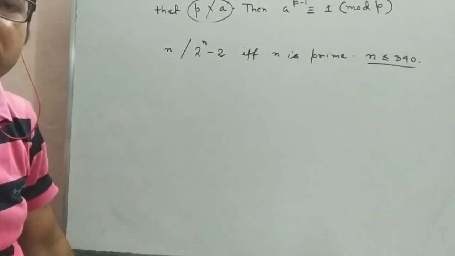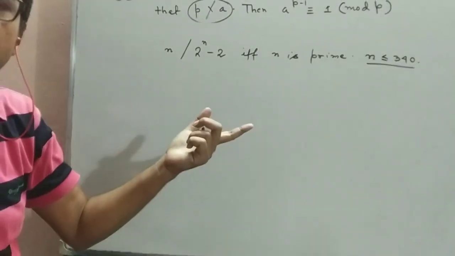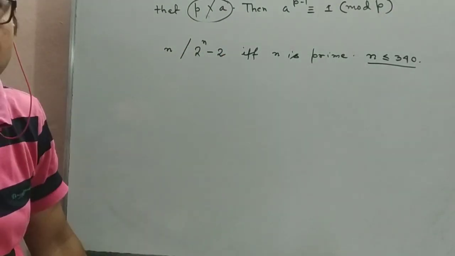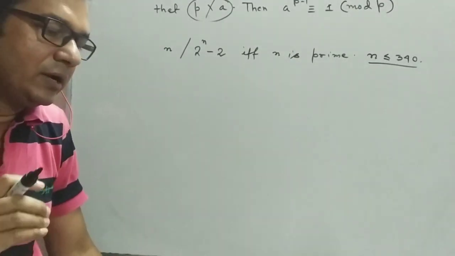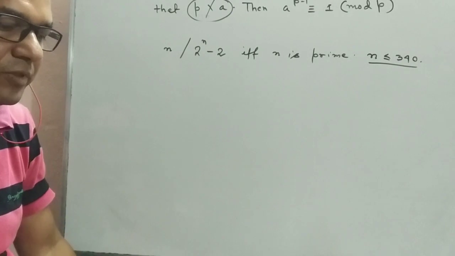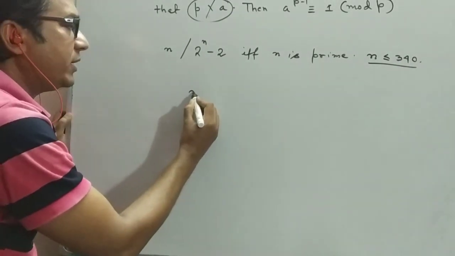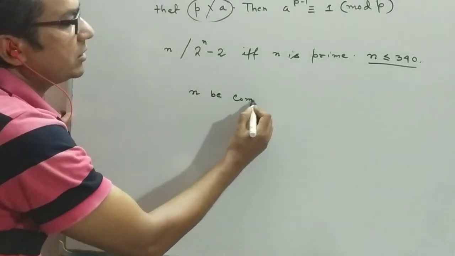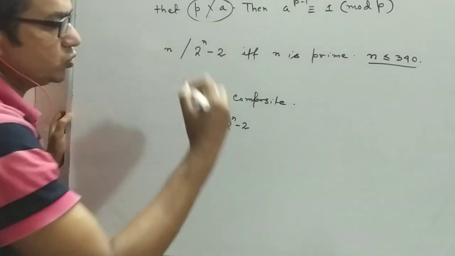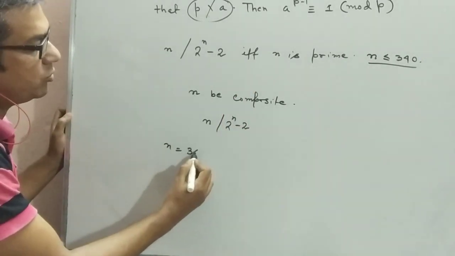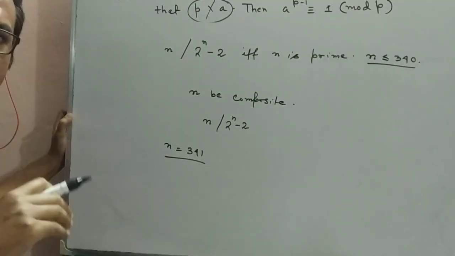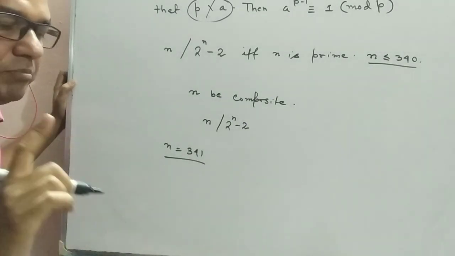But if we take n greater than 340, here we see if we take n equal to 341, then this holds, but 341 is not prime. Now when n is a composite integer with n dividing 2^n minus 2, like n equal to 341, this type of number in number theory is called a pseudoprime number. Pseudoprime.